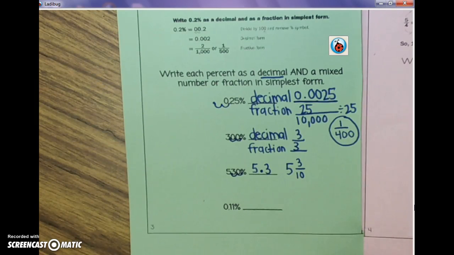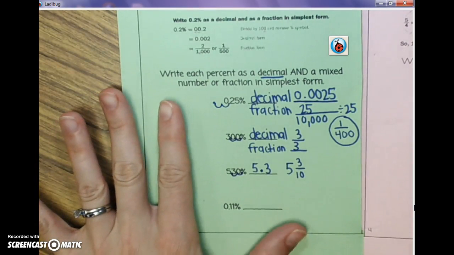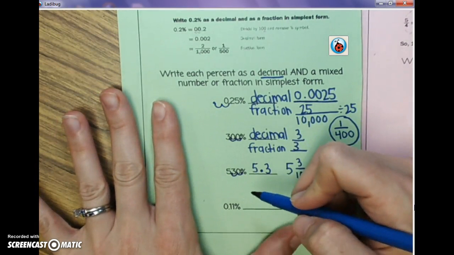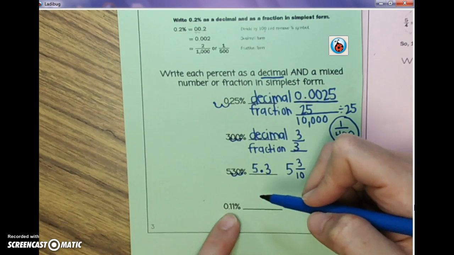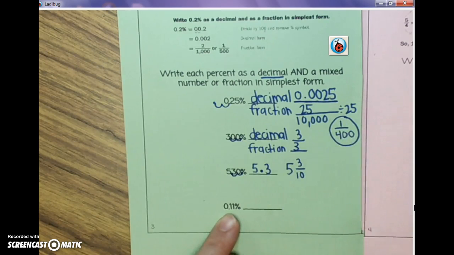0.11%. How do I change that into just a regular decimal? Diana? Well, the decimal's already there for us, so we're not going to put another one in. What are we going to have to do with that decimal? Which way? Left. How many times?